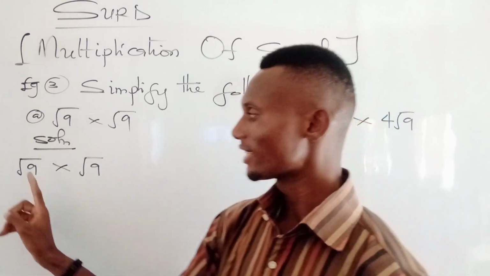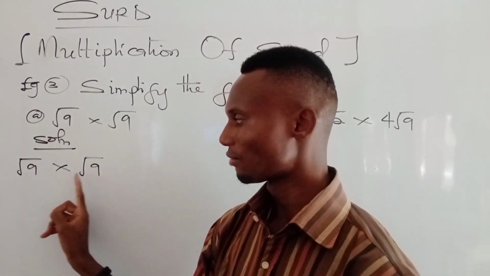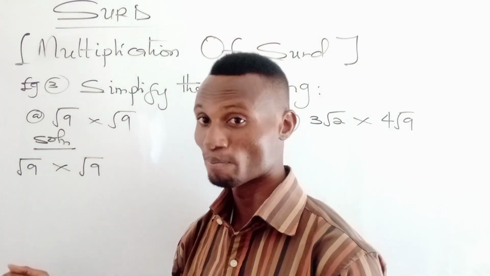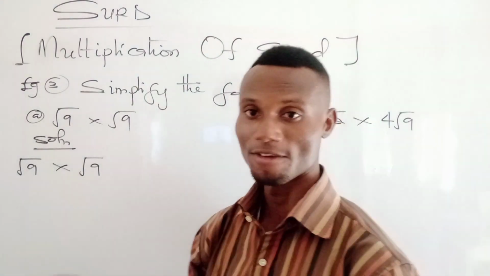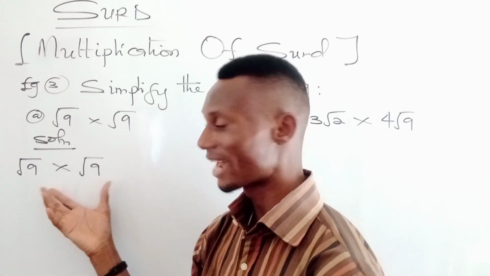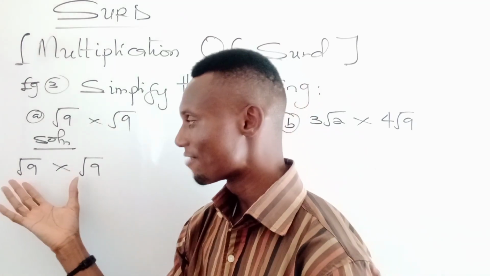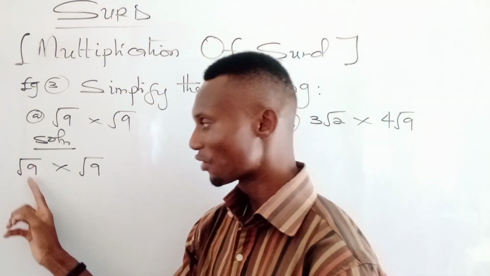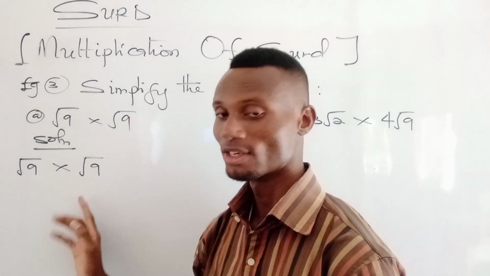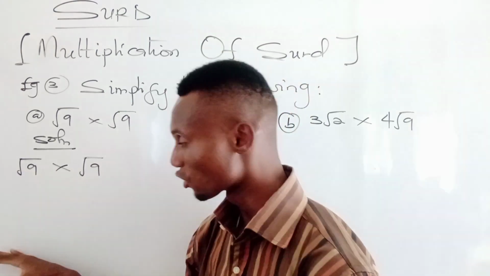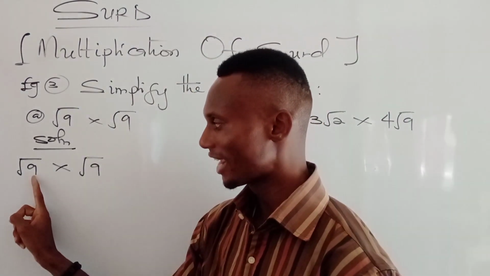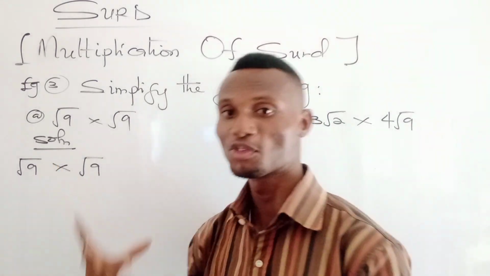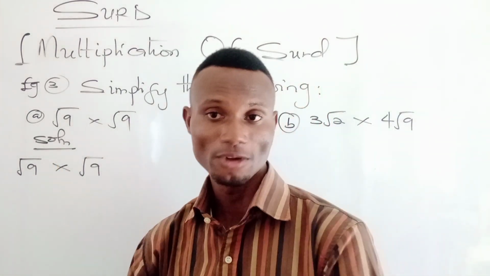I'm going to use both of them and you arrive at the same answer. So now this is square root of 9 times square root of 9. You can see that both values have a square root in them and they are multiplying. We've learned from the previous videos that when you want to multiply like this, the values will come under one square root sign. So it's going to be the square root of 9 times 9.